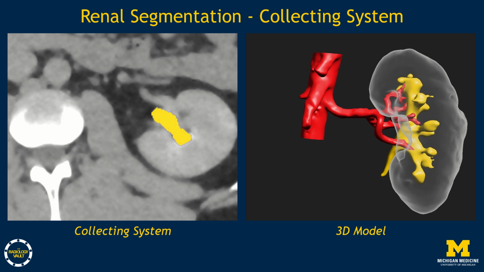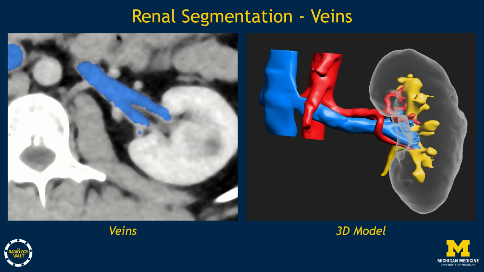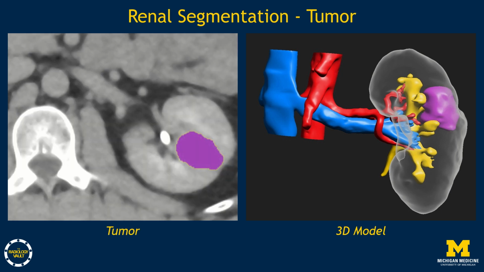We can then add the collecting system and proximal ureter in yellow, and the inferior vena cava and left renal vein in blue. The tumor in this case is segmented and shown in purple, and this results in our final model, which would be ready to print.